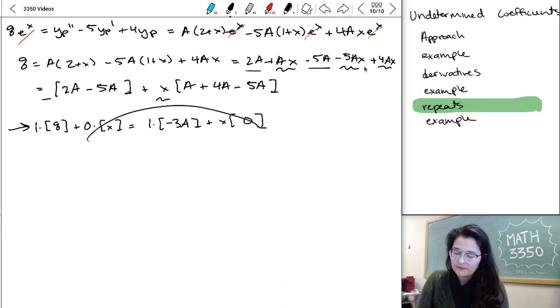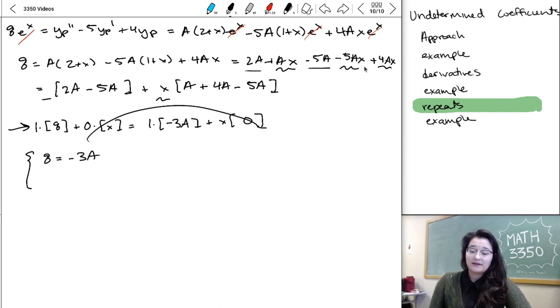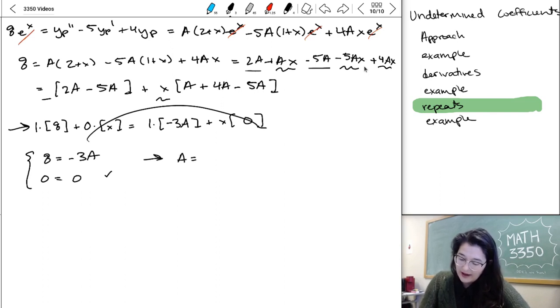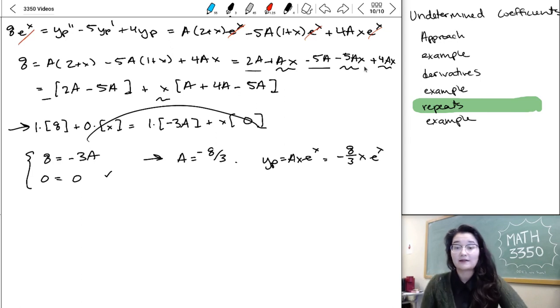And so those two equations or groups of coefficients are already sort of true. We just have 0 equals 0. When we're trying to write down our systems of equations, we set the 1's equal and we get 8 equals minus 3a. And if we set the x's equal, we just get 0 equals 0, which is always true, thankfully. That means we can just go ahead and solve for a, which is minus 8 over 3. That means our y sub p, which we assumed was ax e to x, is just going to be minus 8 over 3x e to x.